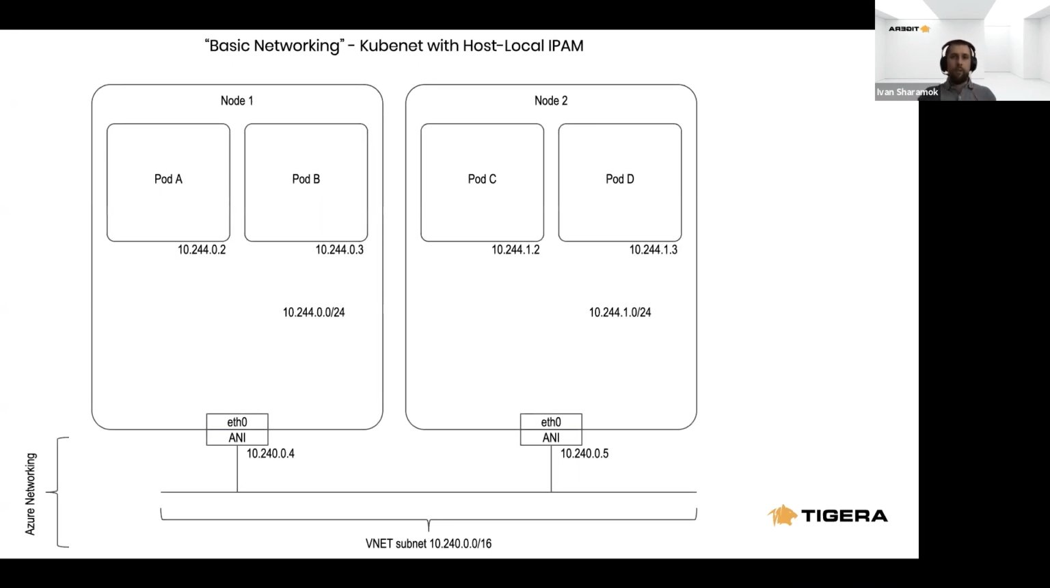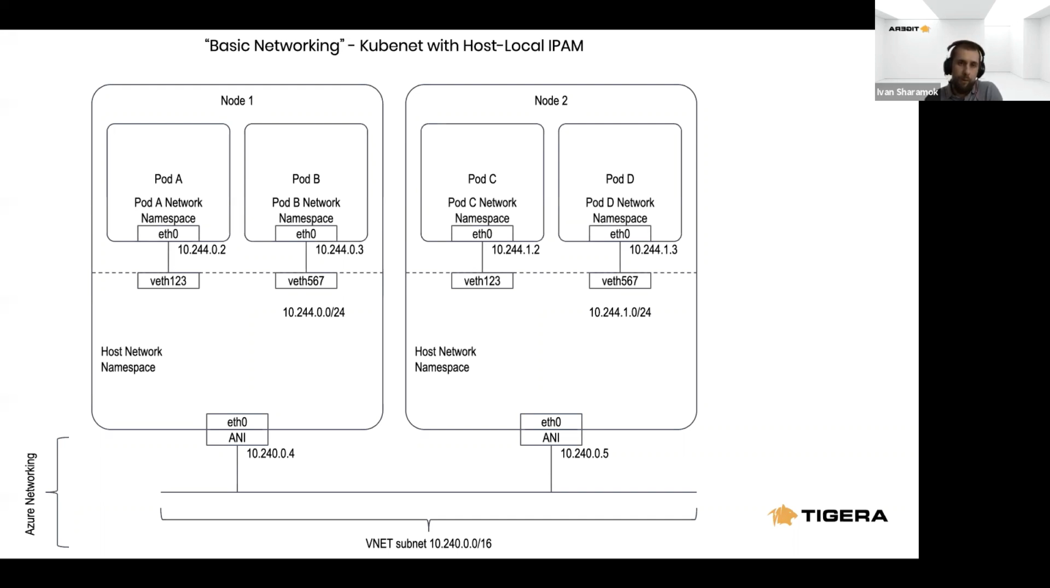So just to go through a few details on how networking gets configured in Azure. This is a very basic Kubenet configuration. We have 2 nodes hosted on 10.240.0.4 and .5 IPs, and each node has a /24 route allocated for the host local IPAM to assign to the pods.